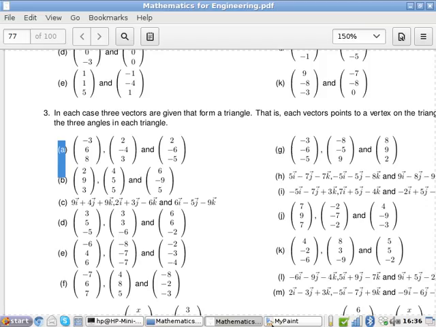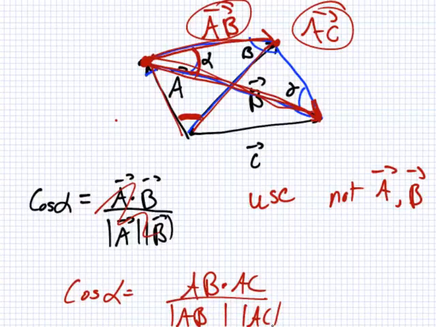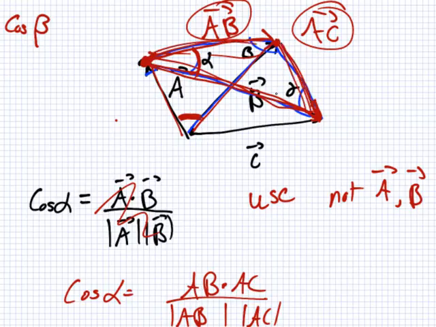Could you go back to the picture? Yeah, okay. For the next one, beta, what would you use to get cos beta? You would have to use AB and BC. Can't I just start from the same point, like BA and then BC? Yeah, you get the same answer.